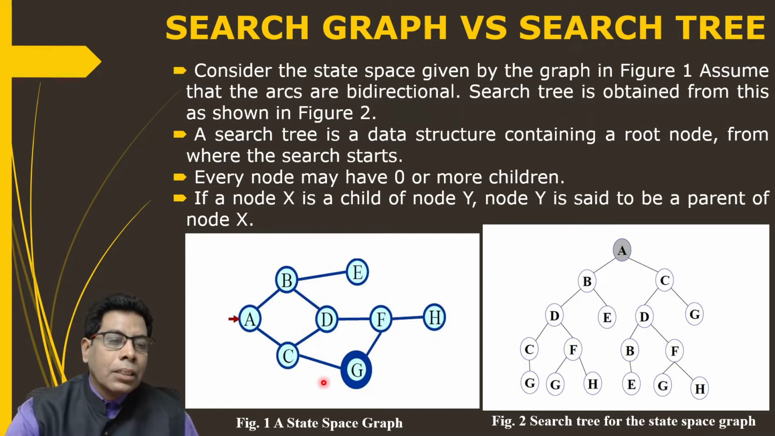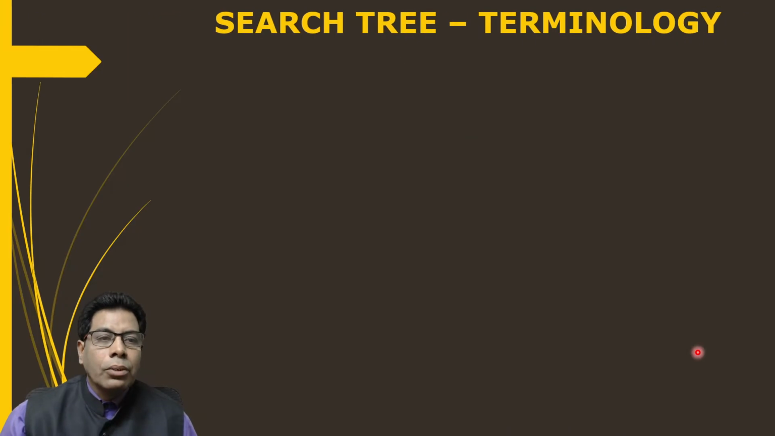Now here G is the goal node. So our aim will be to find the path from A to G. Let us see how the algorithm works.